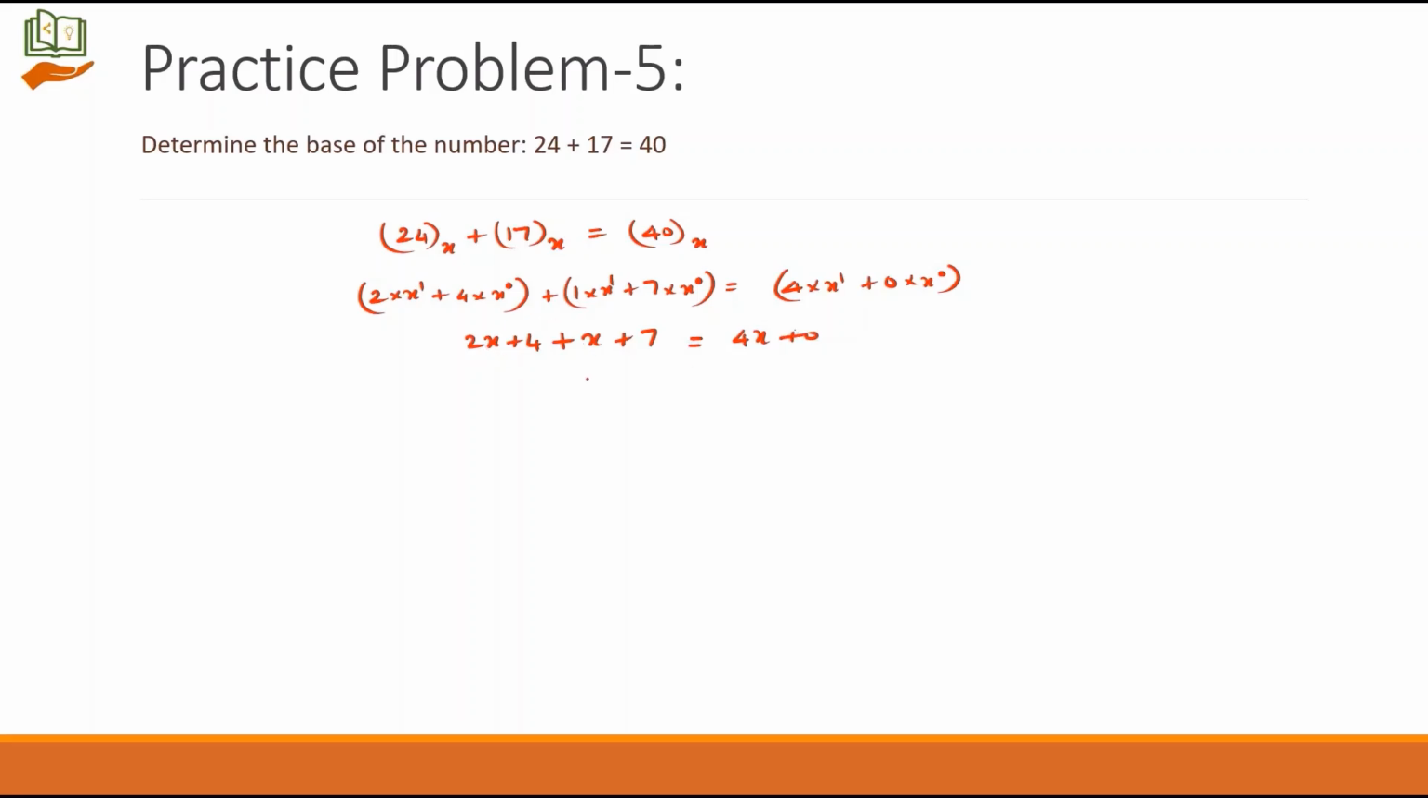Now 2x plus x will give 3x and 4 plus 7 will give you 11, which is equal to 4x. Keeping 11 this side, I am taking 3x to that side. So this means x is equal to 11. Overall, these are the different kinds of problem available in finding the base of a number.